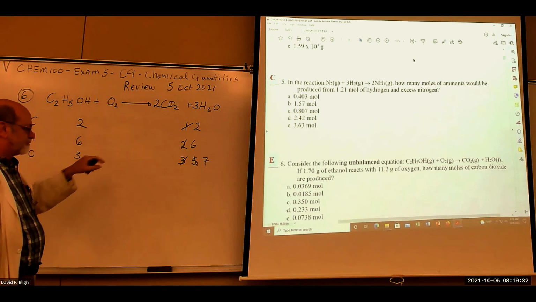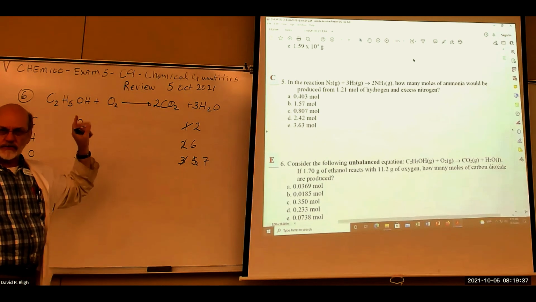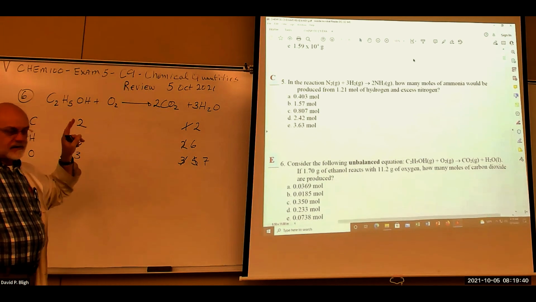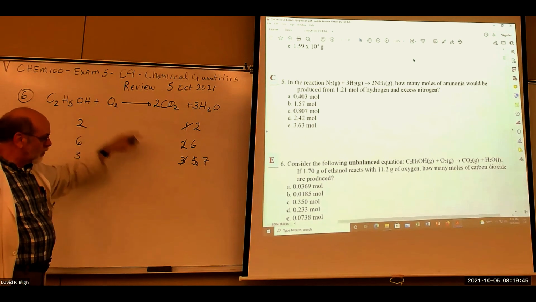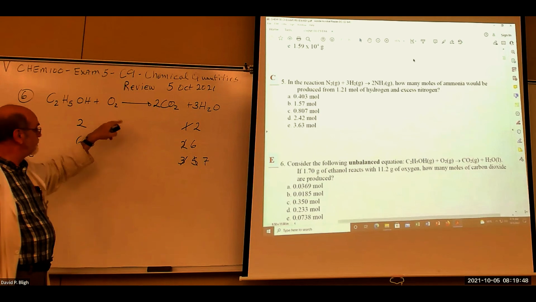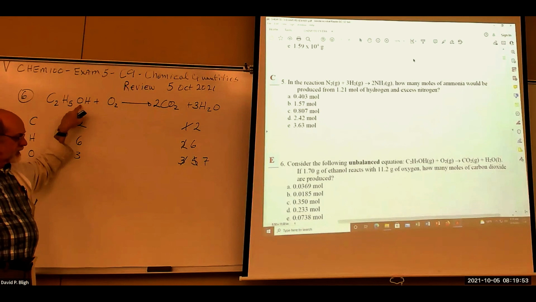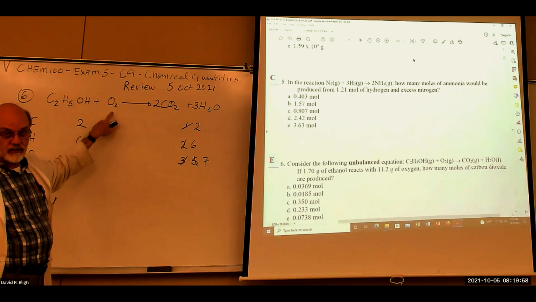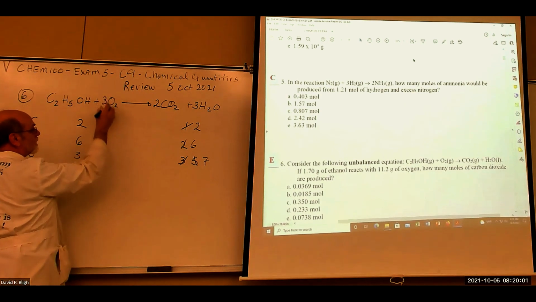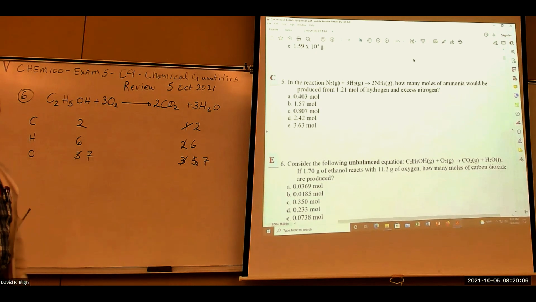Now, we've got 7 oxygens here, 3 here. The oxygens are in 2 locations. We want a coefficient here that will balance that 7. We've already accounted for 1 oxygen, so we really only need to have 6 oxygens out of this term. So if we put a 3 here, that's 6 plus 1 is 7. And our equation is balanced.